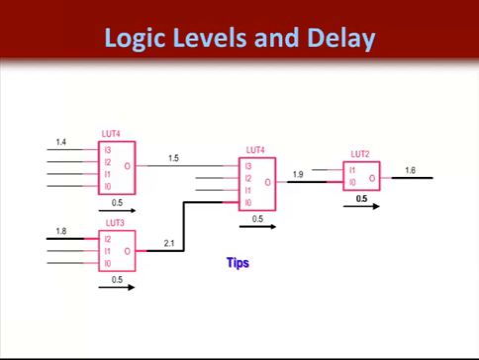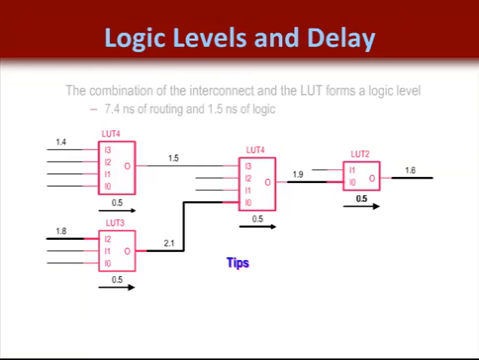The combination of the interconnect delay and the LUT delay forms a single logic level. In this example, we have 3 levels of logic. The critical path delay is about 8.9 nanoseconds in this example, of which 7.4 nanoseconds is made up of interconnect delay. This may or may not be typical for you, since internal delays will of course vary by family and speed grade. But in our case, we're just going to work with this for an example.